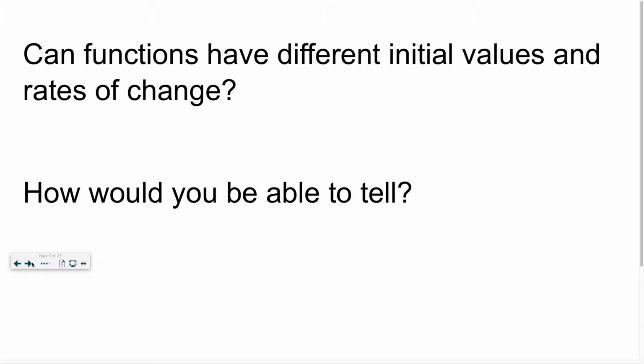Do we always have 2 inches of rain on the ground? What could you have? 0. Okay, let's say you have no rain on the ground. And then what's going to happen every hour? Every hour more rain is poured on. How much rain is going to fall? 2 inches. Okay, 2 inches. Does that have a different rate of change than our snow example? Yes. So you just answered your question. Can they have different initial values and rates of change? In that scenario, what was the initial value? 0. And what was the rate of change? 2. Perfect.